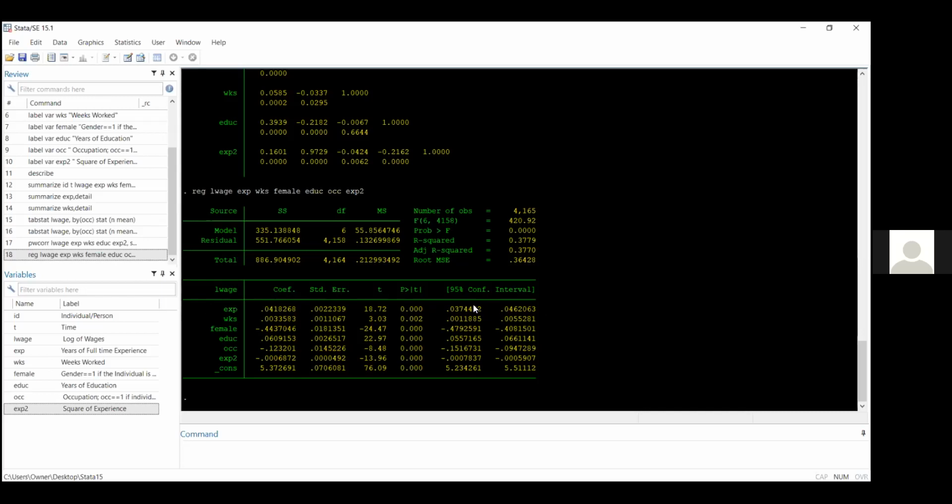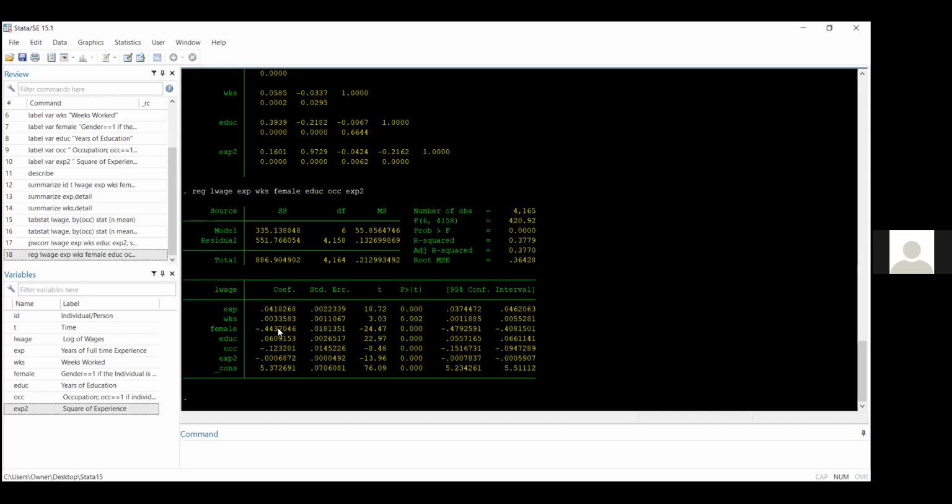This is the lower and this is the upper one. If the value is not significant, the variable is not significant, then it will be outside this confidence interval. That's what I can summarize for this particular case. So you can go ahead.